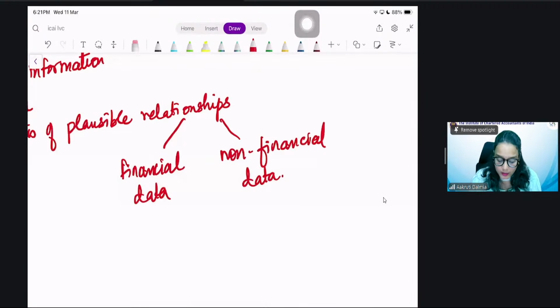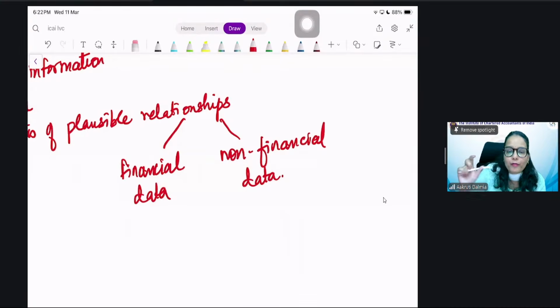Okay. So the rent I am paying is financial data. But if I'm comparing rent with square feet of space, is square feet financial data or non-financial data? Quickly tell me. Non-financial. Total wages paid, what kind of data? Financial data or non-financial data? Total wages paid, financial data.